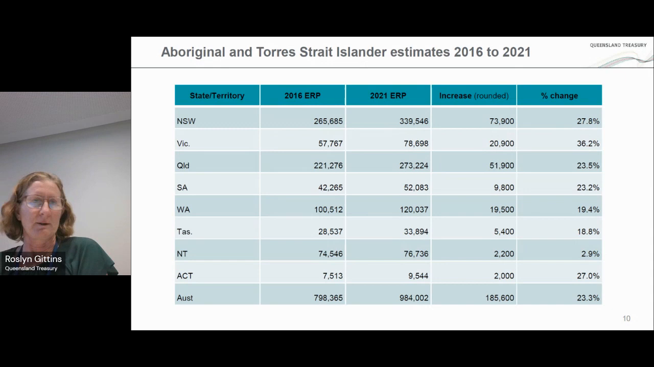But the largest numerical jumps are retained by the 2 largest states with Aboriginal and Torres Strait Islander populations of New South Wales with 74,000 and Queensland with 52,000 additional residents.